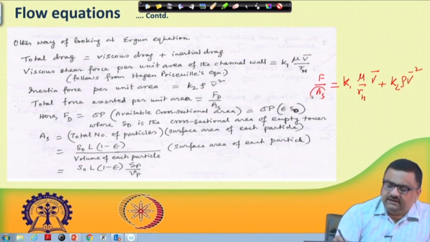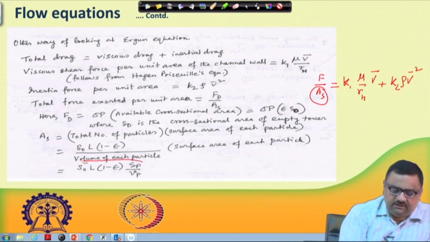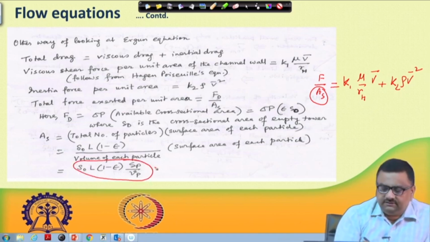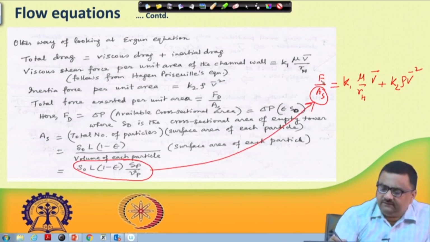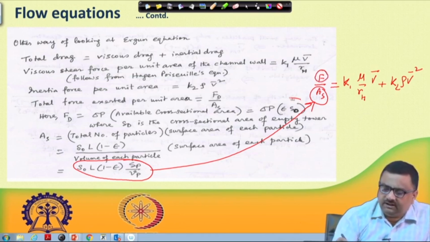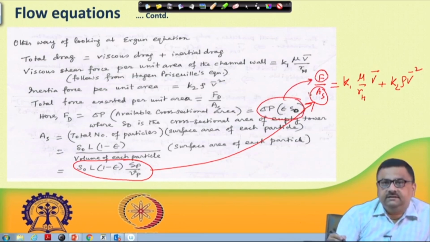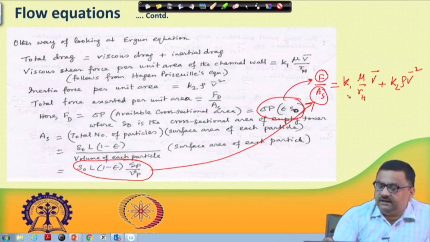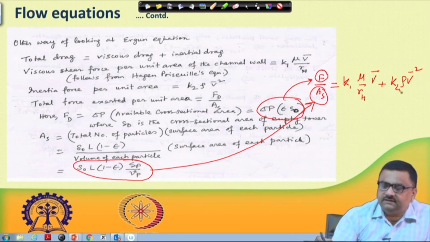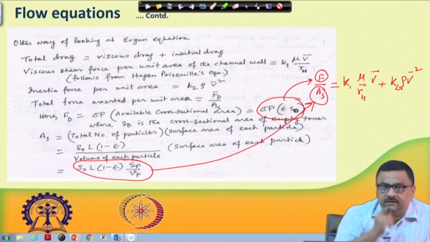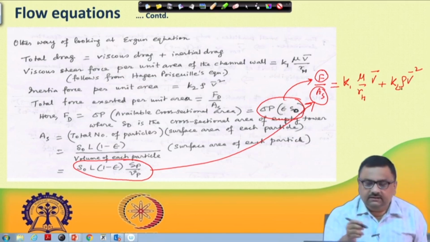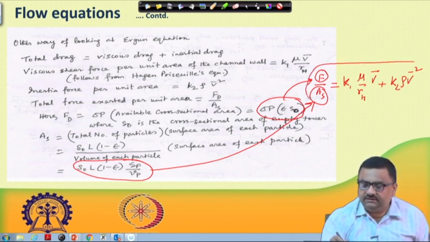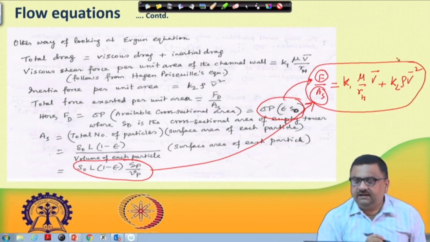Now this As term we have already obtained, so that will go there as As, and this Fd term would be given by this quantity. These would be equated with K1 mu by RH V bar plus K2 rho V bar square. So this is how you would look at it, and remember, this is the equation that we are expanding further in the next slide.